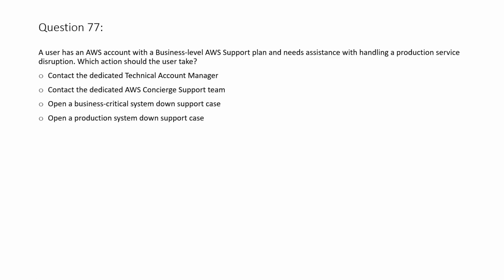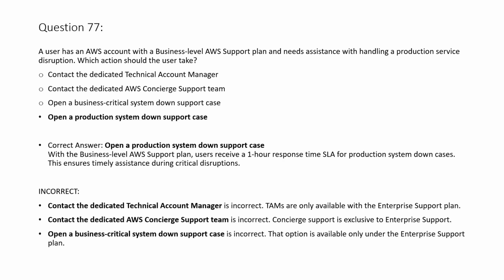Moving into question number 77. A user has an AWS account with a Business level AWS support plan and needs assistance with handling a production service disruption. Which action should the user take? We need to select one option. The options are: A, contact the dedicated technical account manager. Option B, contact the dedicated AWS Concierge Support team. Option C, open a business critical system down support case. Option D, open a production system down support case. The correct answer is open a production system down support case.